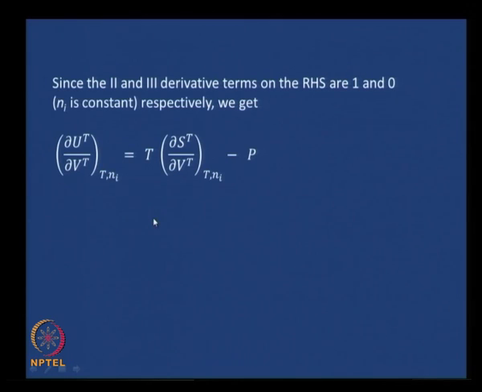what remains of that equation is ∂Ut/∂Vt at constant T, Ni, this was the initial left hand side, the first term remains, equals T ∂St/∂Vt at constant T, Ni, and since this has gone to 1, whatever accompanied P here, we just have P remaining, minus P. So, ∂Ut/∂Vt at constant T, Ni equals T ∂St/∂Vt at constant T, Ni minus P.